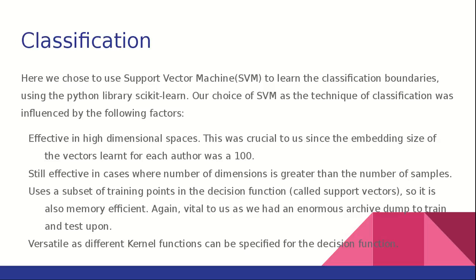The final step is the classification. Here we chose to use a support vector machine to learn the classification boundaries. SVM, as we all know, is effective in high dimensional spaces. We had an embedding size of 100, so it's effective in cases where the number of dimensions is greater than the number of samples. Although this is not true in our case, we got good results using SVM. The kernel function which we used was the RBF kernel. We have listed the results in the next slide.